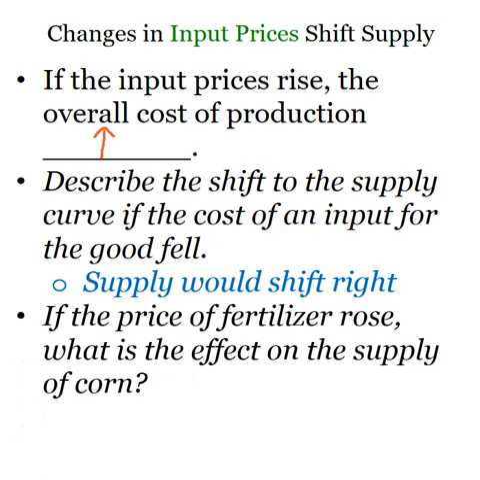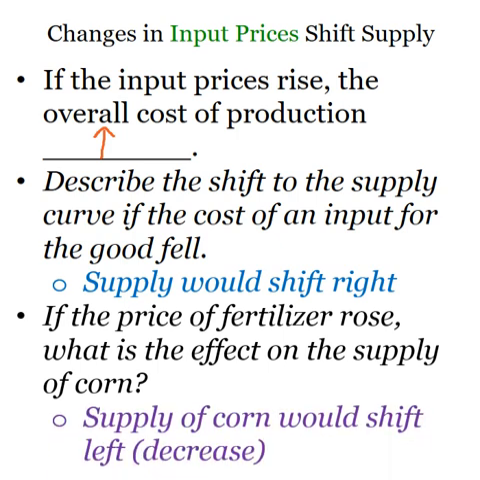Next example, we have a specific one here. If the price of fertilizer rose, what is the effect on the supply of corn? You need fertilizer in order to grow corn, so it's an input for corn. Price of fertilizer rose. How does that affect profit? It hurts the profit. The cost of production went up, so they will supply less corn. The supply of corn would decrease. It will shift to the left.